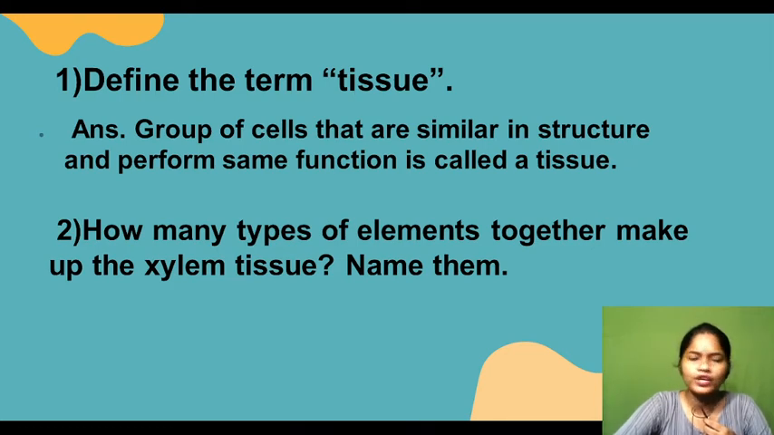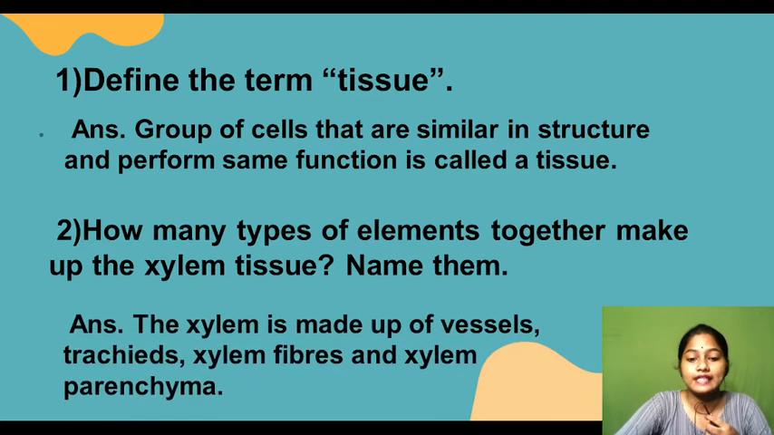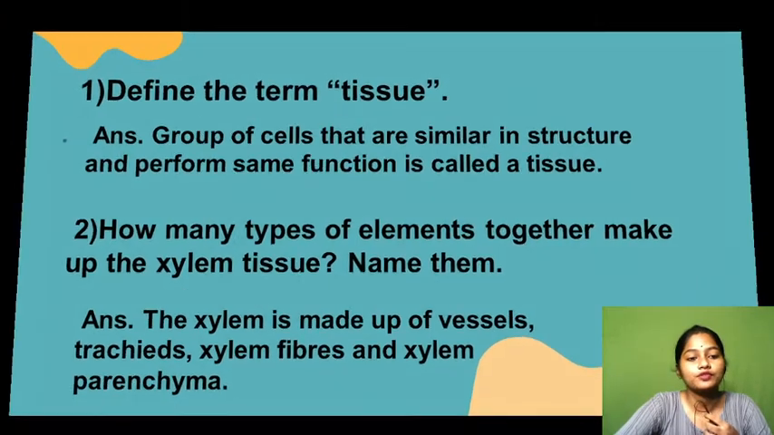Okay. Now the second question is, how many types of elements together make up the xylem tissue? Name them. We have studied, right? We have discussed the different types of elements present in the xylem. So the xylem is made up of vessels, tracheids, xylem fibers and xylem parenchyma. So there are 4 types. What are they? Vessels, tracheids, xylem fibers and xylem parenchyma.